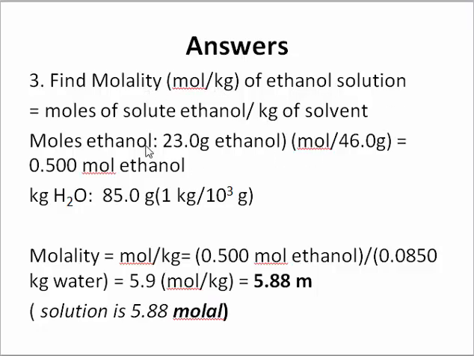Molality, moles per kilogram of solvent, is moles of ethanol solute over kilograms of solvent. Grams to moles conversion tells us that 23 grams of ethanol divided by 46 grams per mole is half a mole of ethanol, 0.500 moles. And we find kilograms of water by dividing 85 grams by a conversion factor of 1 kilogram over 10 to the third grams. Naturally, this means there will be 0.0850 kilograms of solvent.